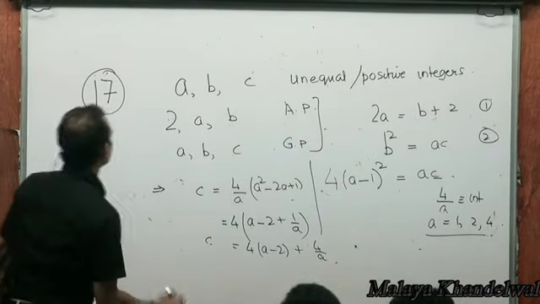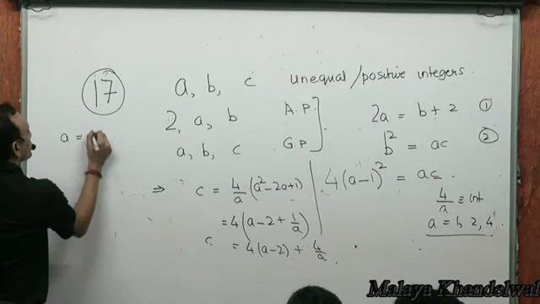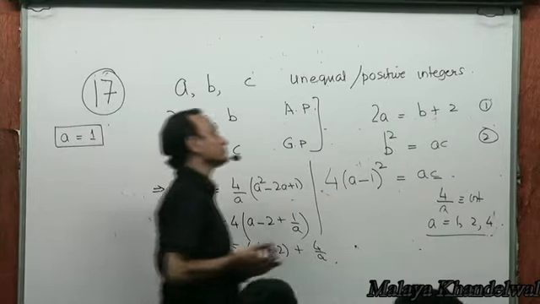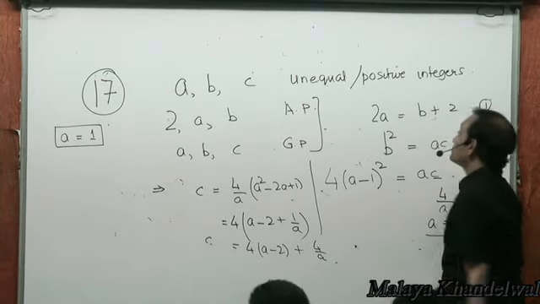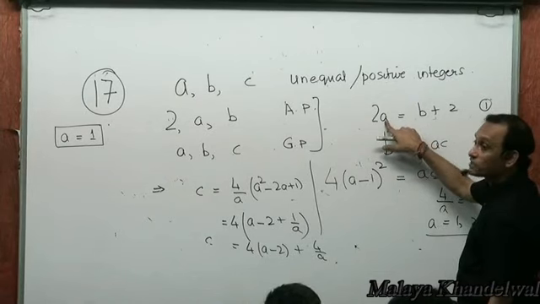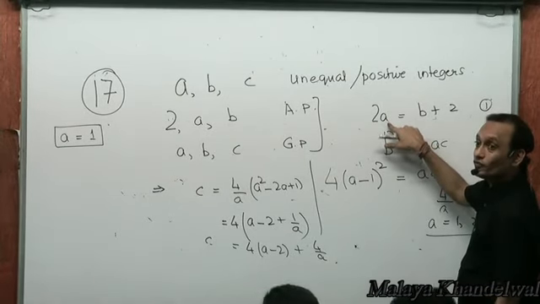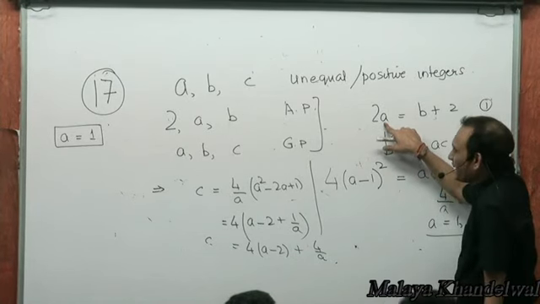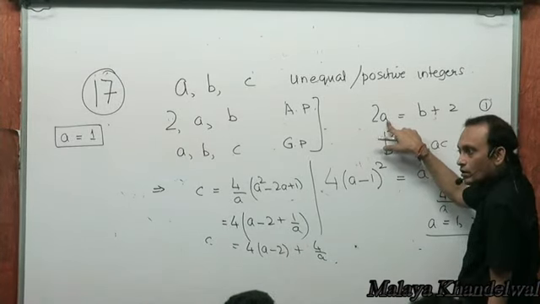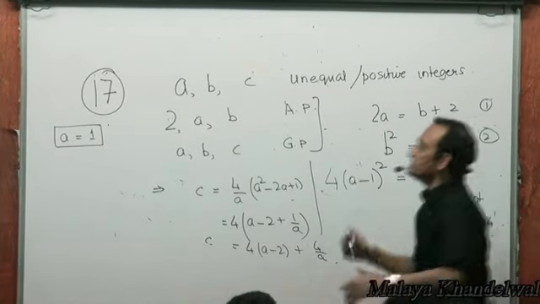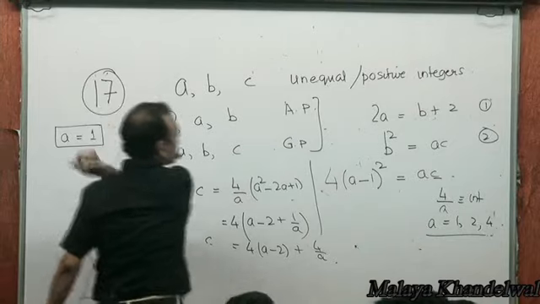Say, for example, a is 1. Let's see if this is possible. If you plug in a as 1, b turns out to be 0, which is not a positive integer. So a equal to 1 is discarded.